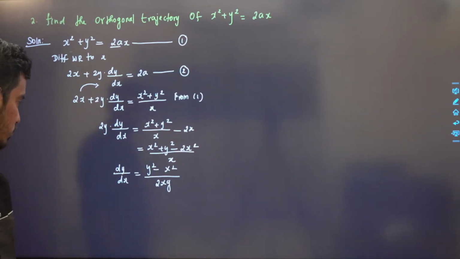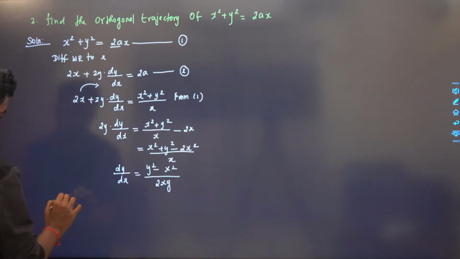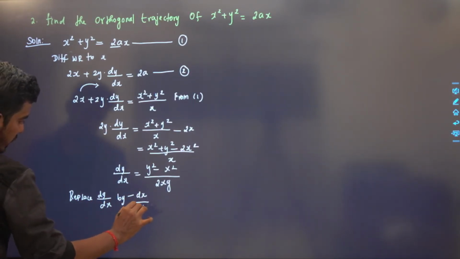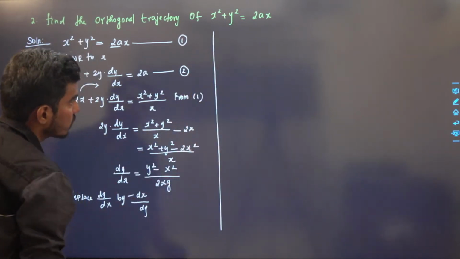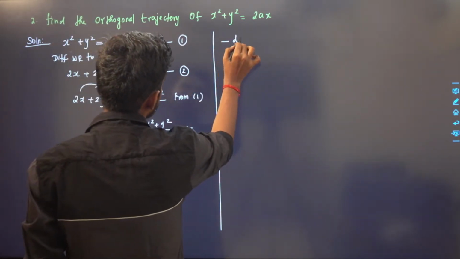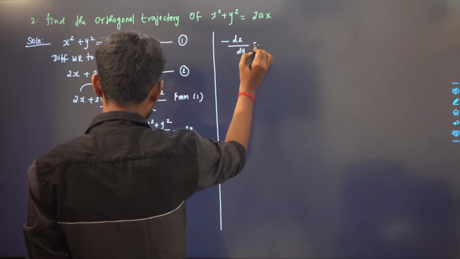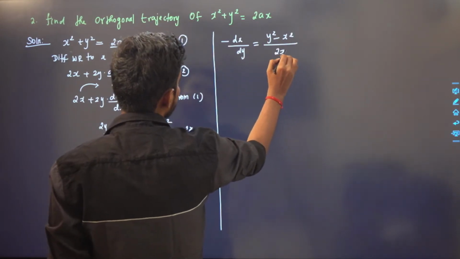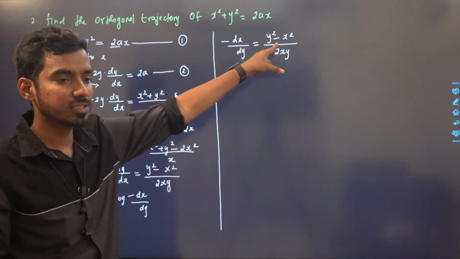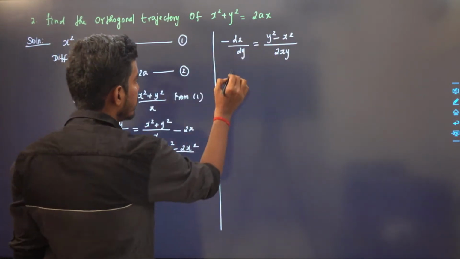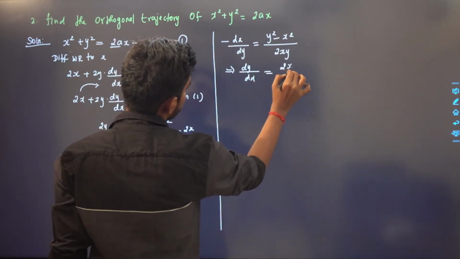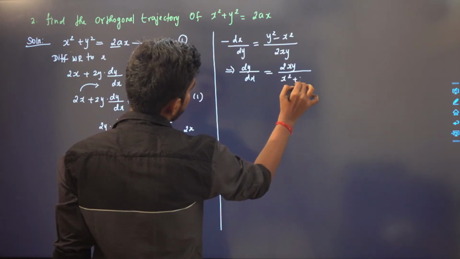Now we have to replace dy by dx, so this is step 2. Replace dy by dx by minus dx by dy. So we will have minus dx by dy is equal to y square minus x square by 2xy, right? Now let us take this minus outside common here. So if I reciprocate, we will have dy by dx same as 2xy divided by x square plus y square, right?